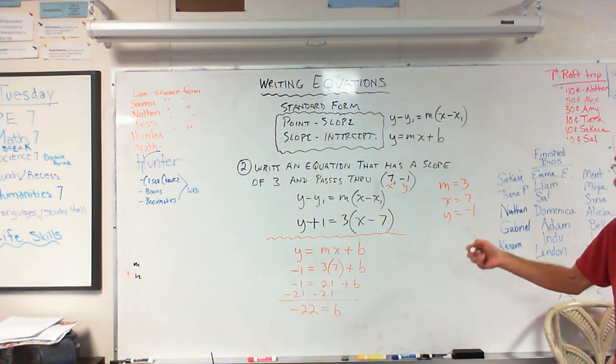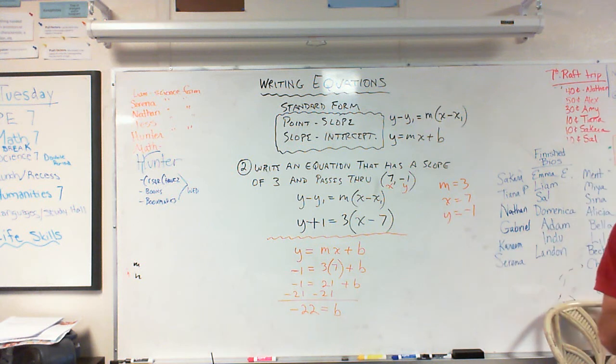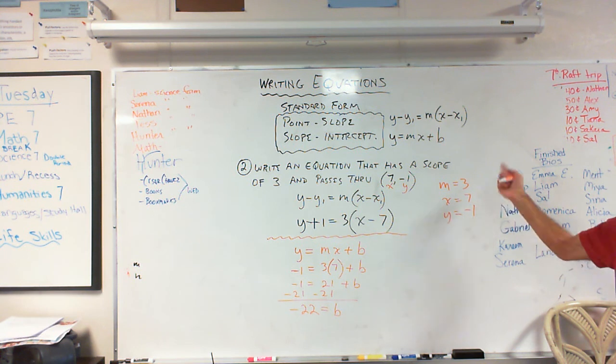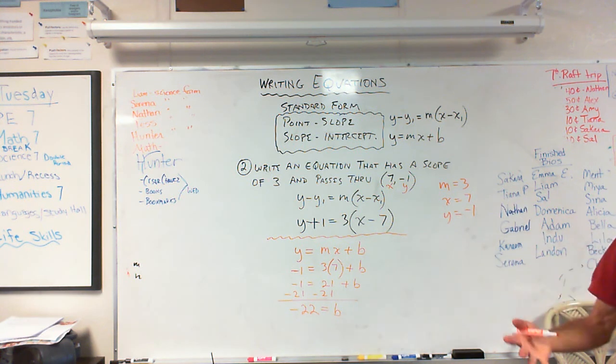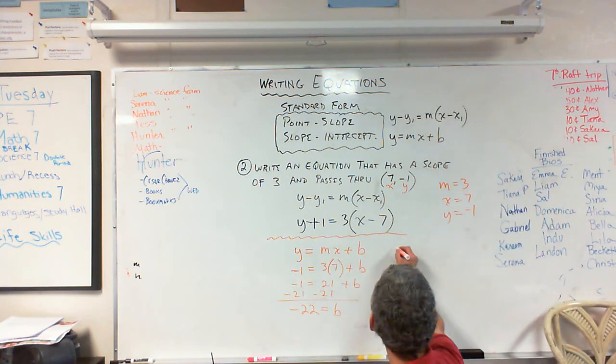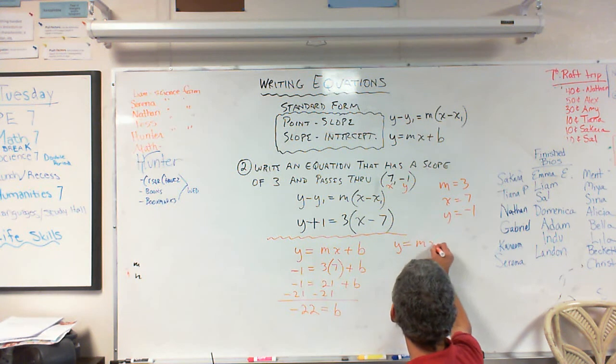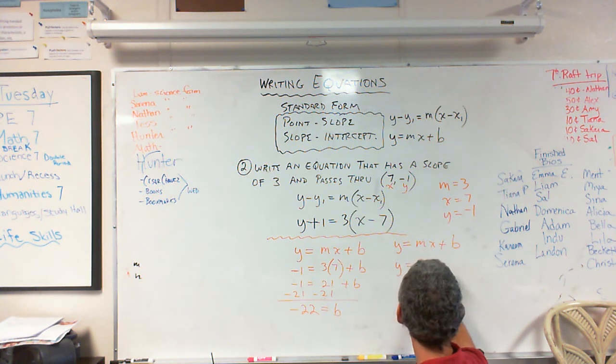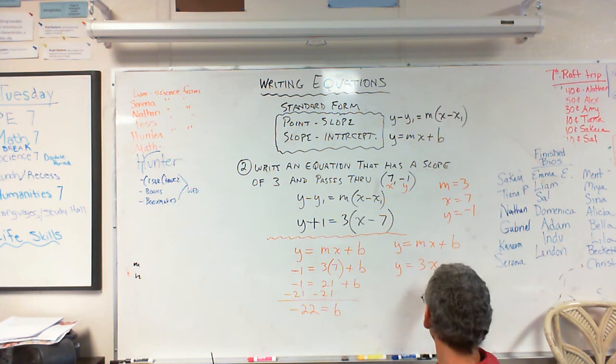So now our final equation will have a y in it and an x in it. I'm not going to include the 7 and the negative 1 now. I'm going to go back to an equation that has a y and an x. I'm going to rewrite this, mx plus b. I want my y to stay y equals, I want my slope to be the slope, 3, I want my x to stay an x, and I want my b to be what I discovered, minus 22. So y equals 3x minus 22.